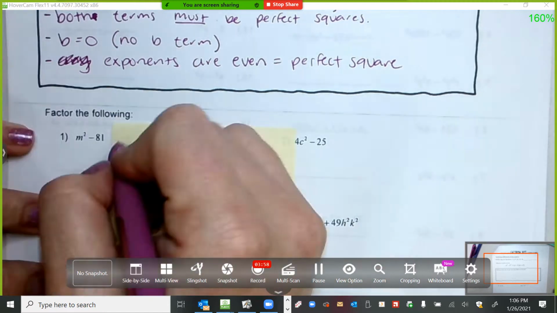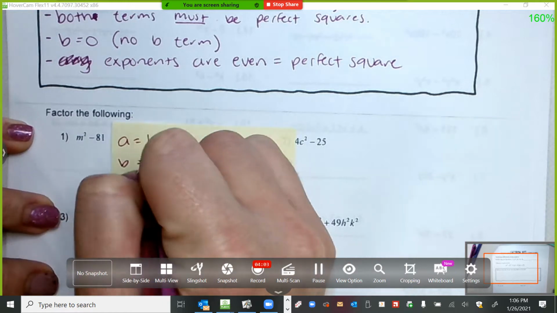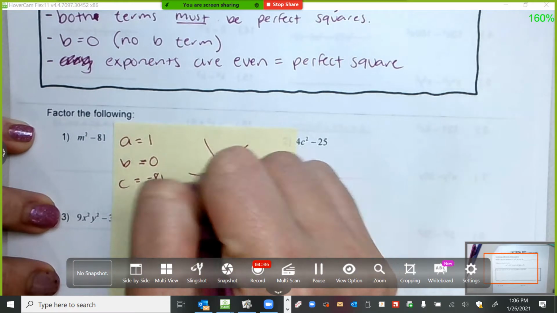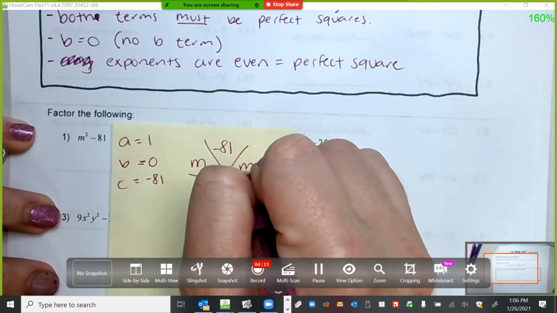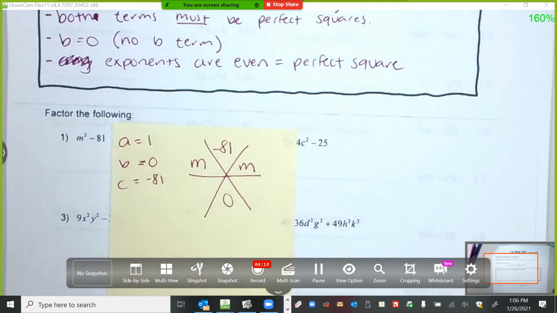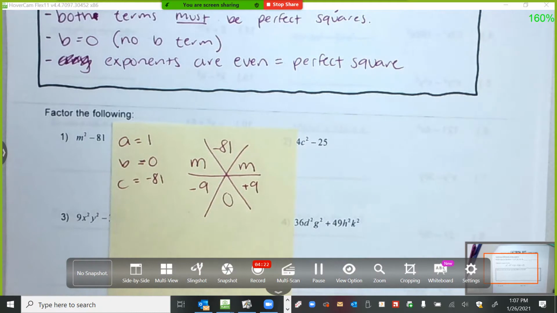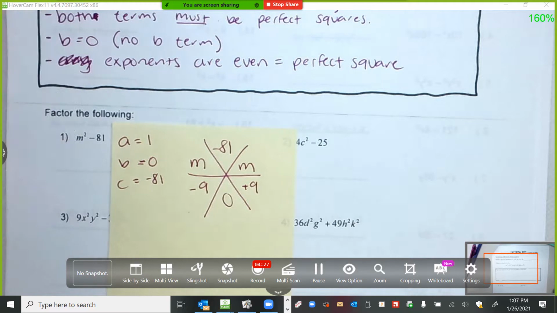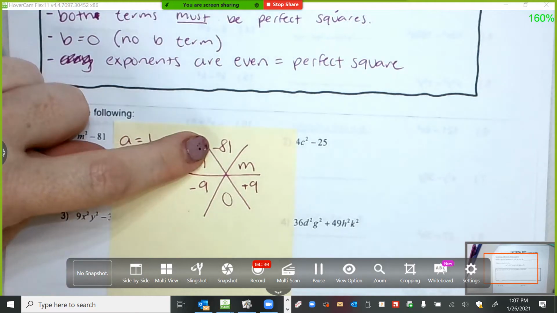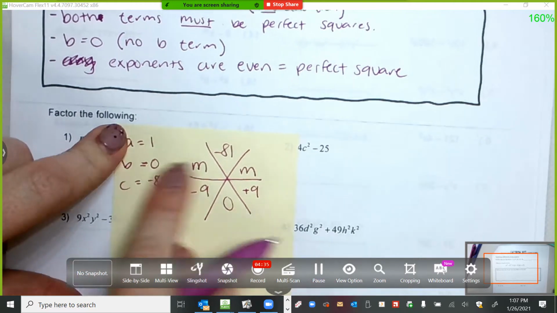We could do a, b, c. 1, 0, negative 81. You don't have to write this down. What multiplies to give you negative 81 but adds to give you 0? Negative 9 and positive 9. While I know this one was pretty quick and simple to do in your snowflake, sometimes you have numbers for a other than 1, and it makes your number on top really, really big, which makes these really hard to find. That's why I don't recommend using the snowflake for difference of squares.